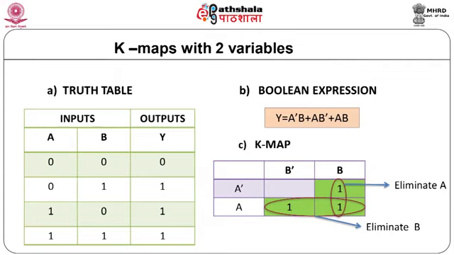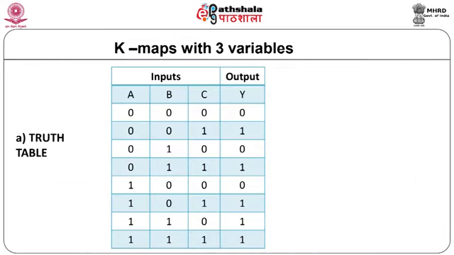After eliminating variables, the simplified Boolean expression is y is equal to A or B. This is the way we can simplify the K-maps of two variables. Let us implement a method of simplifying Boolean expressions using a K-map of three variables.